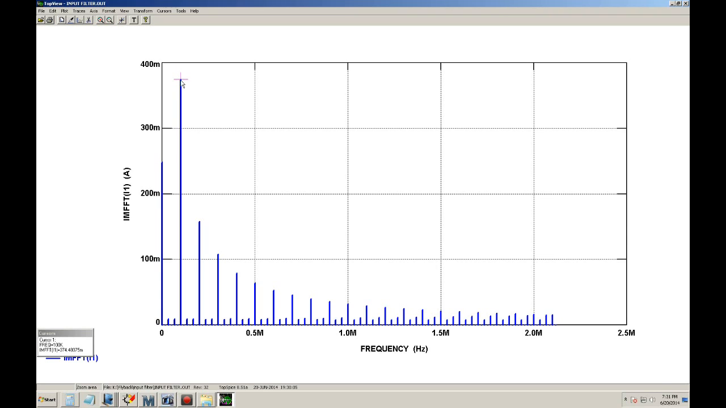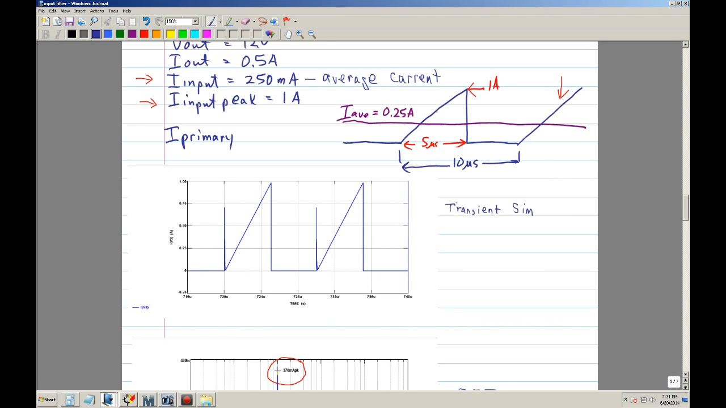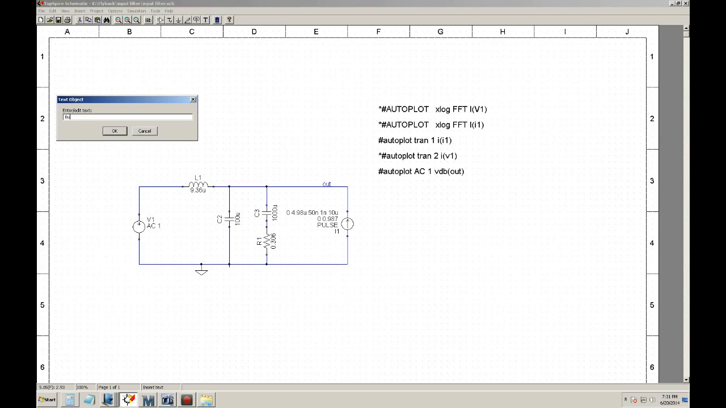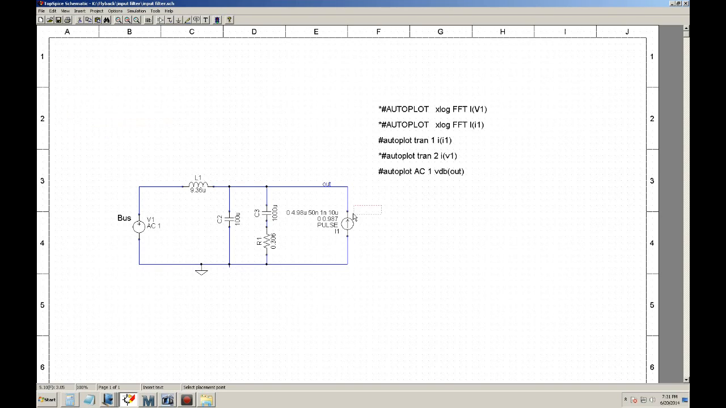Peak of about 374. Okay, so that is the current that is being filtered. Now we want to look at the current at V1. V1 would represent the filtered current. In other words, it would be the current from your bus. So let me label this. This would be the bus, and this current source is the flyback. That would be the model.